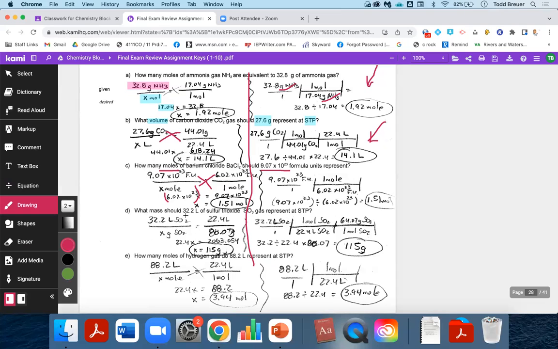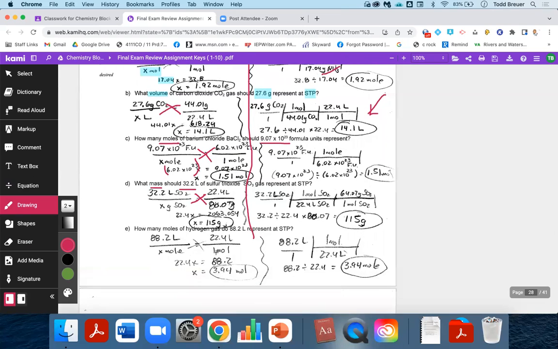Okay, letter D, there's a relationship between volume and mass. So it says what mass? Unknown mass, grams. Volume, 32.2 liters, given over desired. On the right side, the quantity is equal to 1 mole, 22.4 liters, 88.07 grams. That's from 1 sulfur and 2 oxygen. We cross multiply. That turns it into a formula, not a formula, an equation. 22.4x is equal to 2063 and change there. Divide each side by 22.4. You'll get an amount in grams, 115 grams of sulfur trioxide.